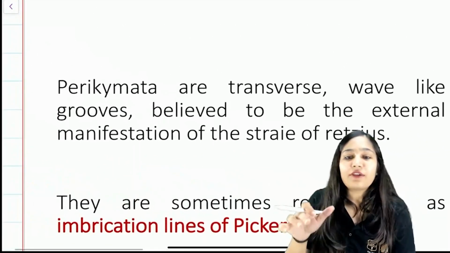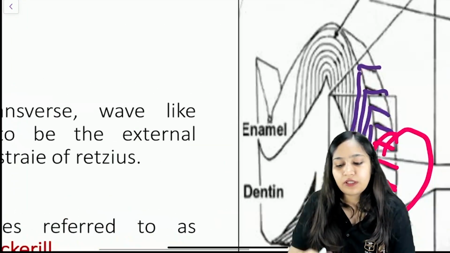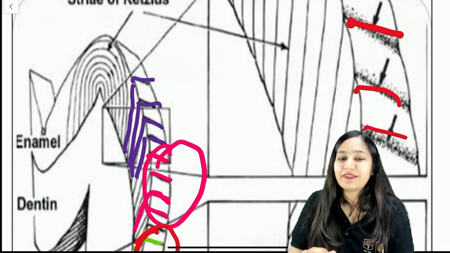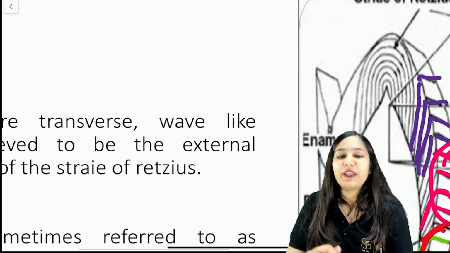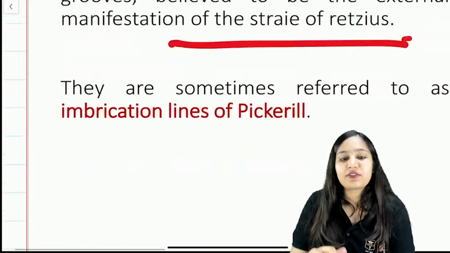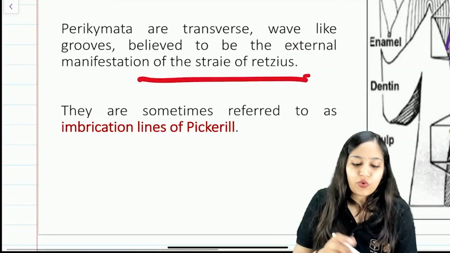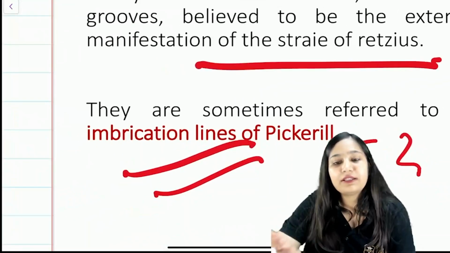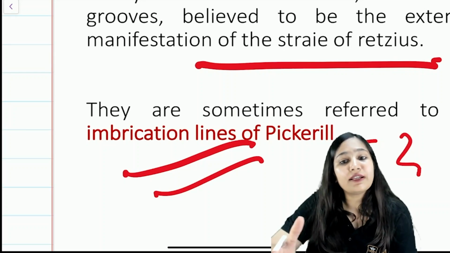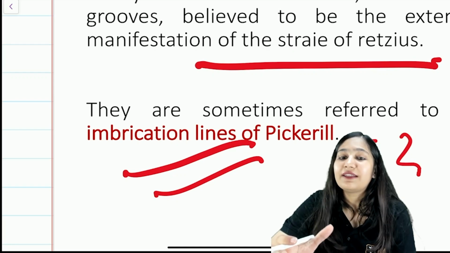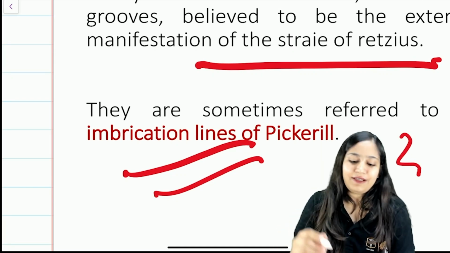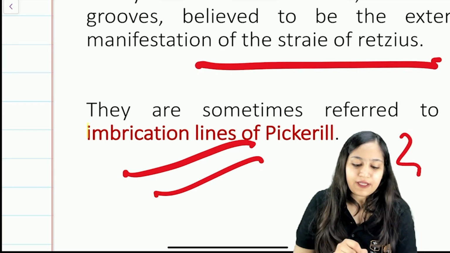So perikymata are transverse wave-like grooves. Here we can see there are transverse wave-like grooves believed to be the external manifestation of striae of Retzius. They are also known as imbrication lines of Pickerill. This can also be asked as an MCQ question. Other name for the external manifestation of striae of Retzius is imbrication lines of Pickerill.